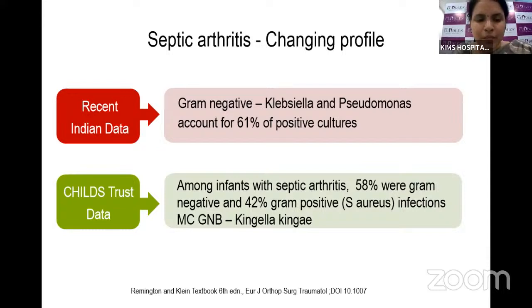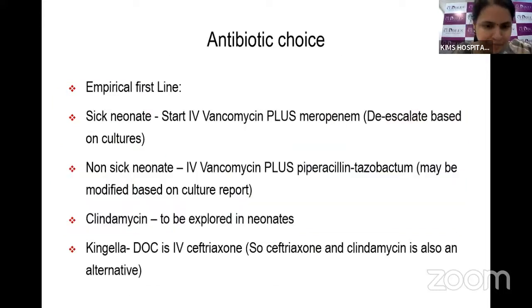Now, data from a center in South India, Child Trust, that looked into this particular group of infections and published this data, showed that again in similarity to the Indian profile, up to around 60% of infections were gram negative and 40% were gram positive. Now, the most common gram-negative bacillus in septic arthritis was found to be an organism called Kingella kingae. Now, this is excellently responsive to intravenous third-generation cephalosporins. Hence, in a sick neonate with septic arthritis, again keeping MRSA in mind, one would consider starting a combination that has vancomycin.